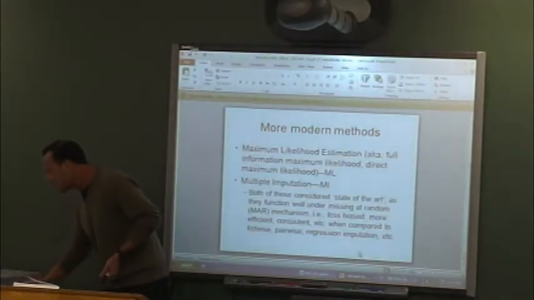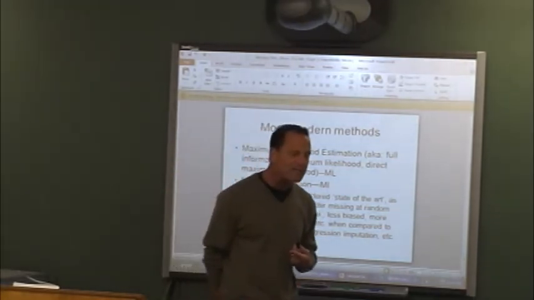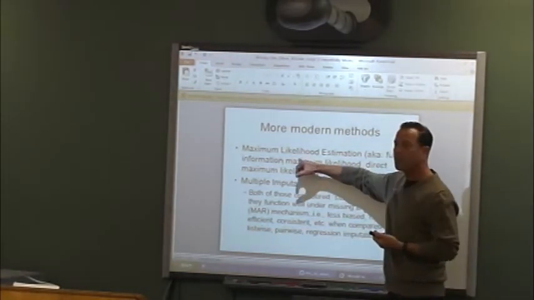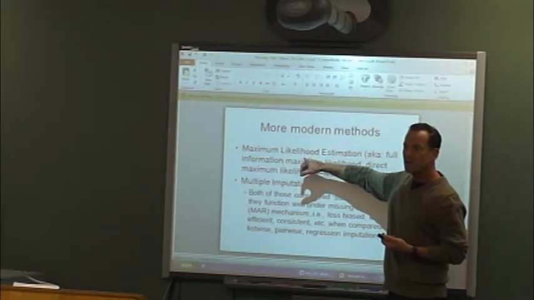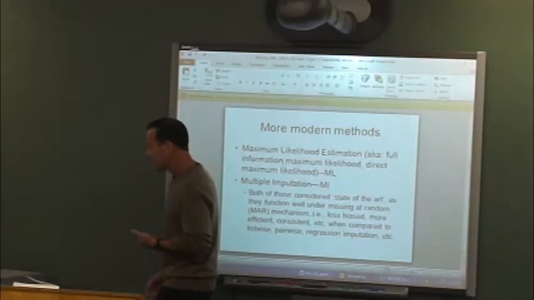But there are much more modern methods, and these are ones I'd like you to at least know about. Basically, maximum likelihood methods and multiple imputation. And soon you're going to see maximum likelihood is the mathematical brains behind logistic regression, categorical data analysis, structural equation modeling, and multilevel modeling.